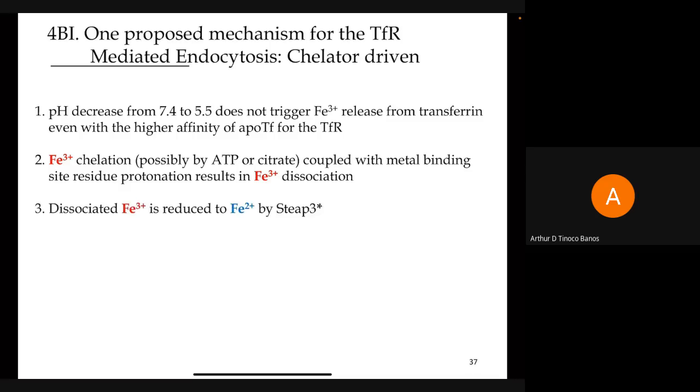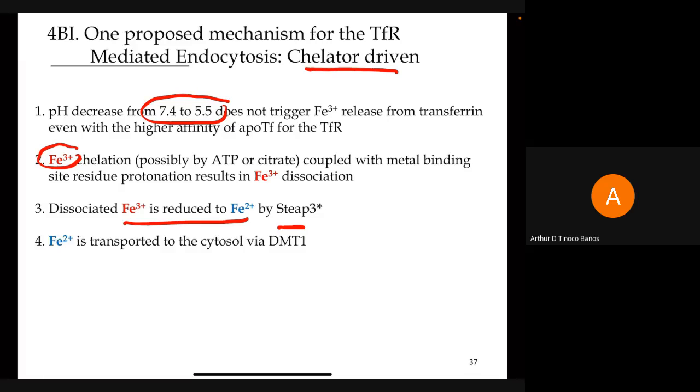Here are a few things that we're going to focus on. There are different proposed mechanisms. Even today, as well studied as this protein is, there isn't a true agreement about how the iron is released into our cells. This is one proposed model, a chelator-dependent model, where you have an acidification event, and then a chelator takes advantage of that acidification to bind the iron and release it from transferrin, and then that iron gets reduced by the reductase STEAP3. Let's look at a visual of this.